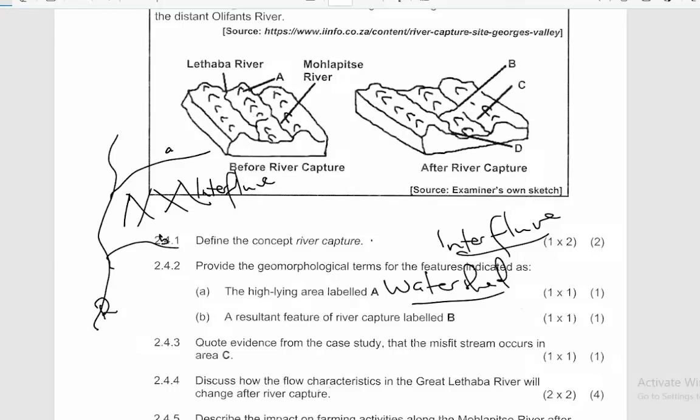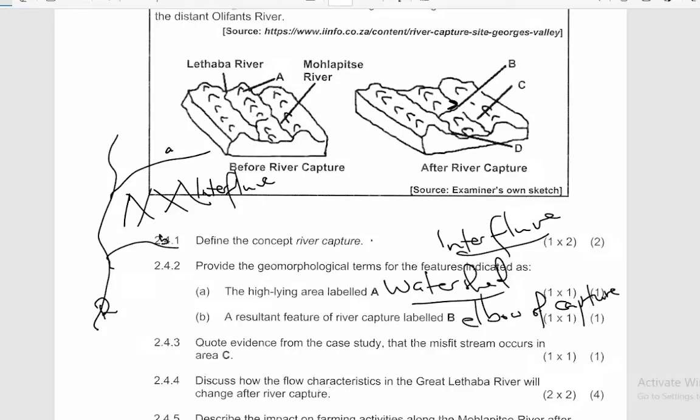A watershed is separating two different rivers, but these ones are streams within the same system or the same basin. Right. So this one is a watershed. Then the resultant feature labeled B. If you check here, this one is a bend. After the piracy has taken place, there is this bend here. This bend is called the elbow of capture.